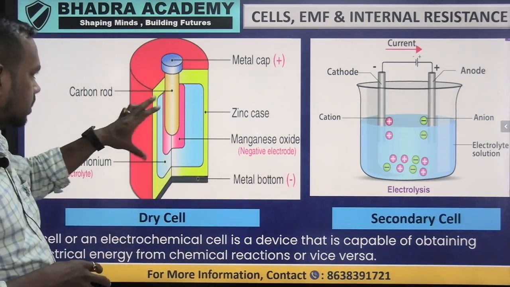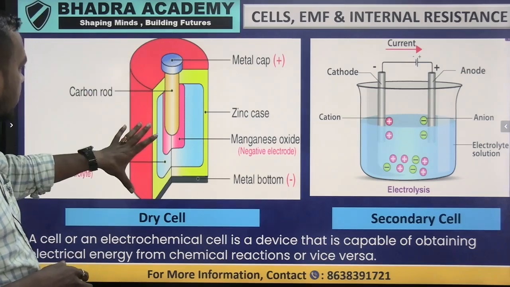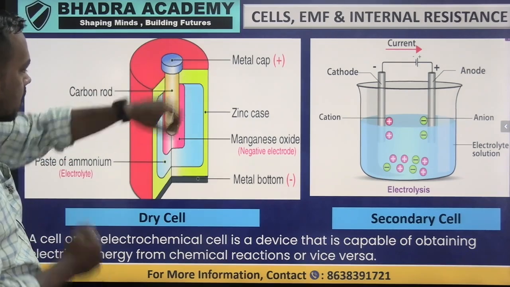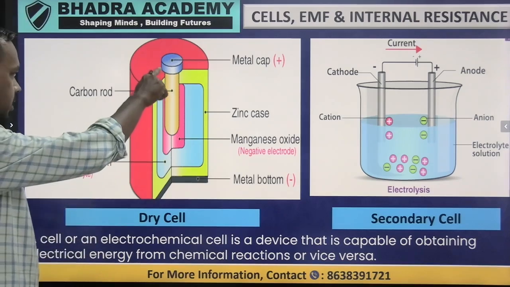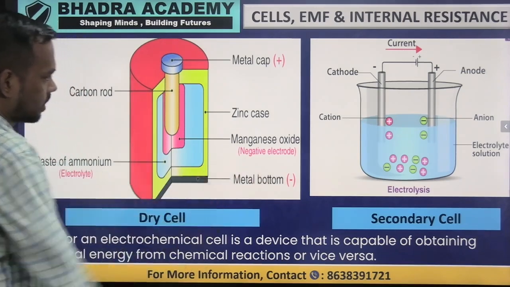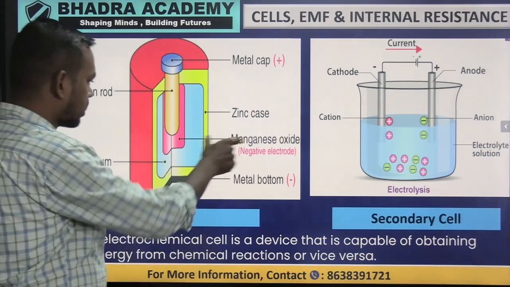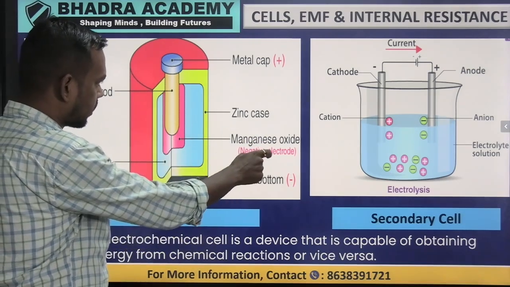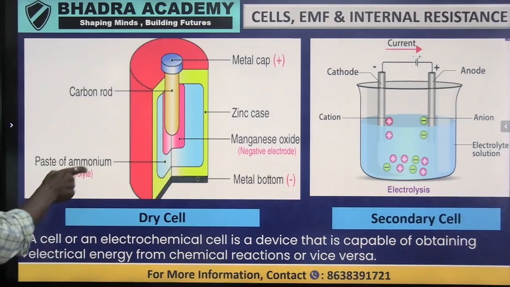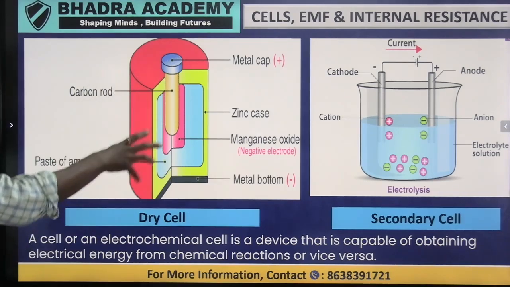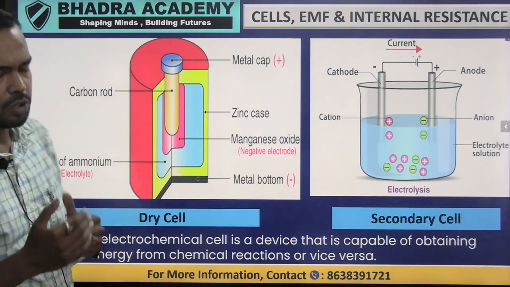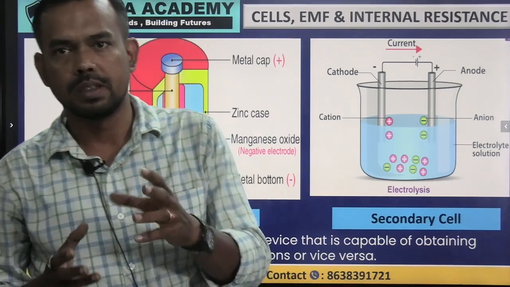So if we see the composition, this is the structure of a dry cell or a primary cell, where there is a metal cap which is basically the anode or the positive terminal, connected through a carbon rod, and in the bottom you have a metal bottom which will act as a cathode, that is the negative terminal, right? And the manganese oxide is in this, and the zinc case is covering this, and you have the paste of ammonium electrolyte. Together this makes the whole dry cell or the primary cell, which is also known as the common battery that is available in the market.